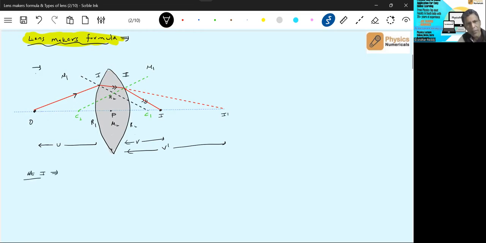And anything directed towards the right will be positive, because the incident ray is moving in that direction, where the refracted ray is present in the denser medium. So what is the formula? mu2 by PI dash minus mu1 by PO equals mu2 minus mu1 by PC1.